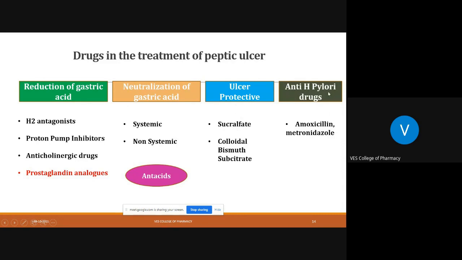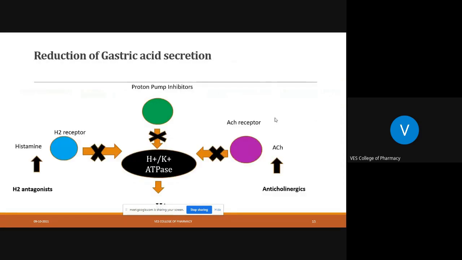Next one is anti-H. pylori drugs. There are a few antibiotics we're going to see in this category which will kill the bacteria, and you already learned about the various mechanisms through which these antibiotics work, right? So this category we're going to see in detail in this chapter.